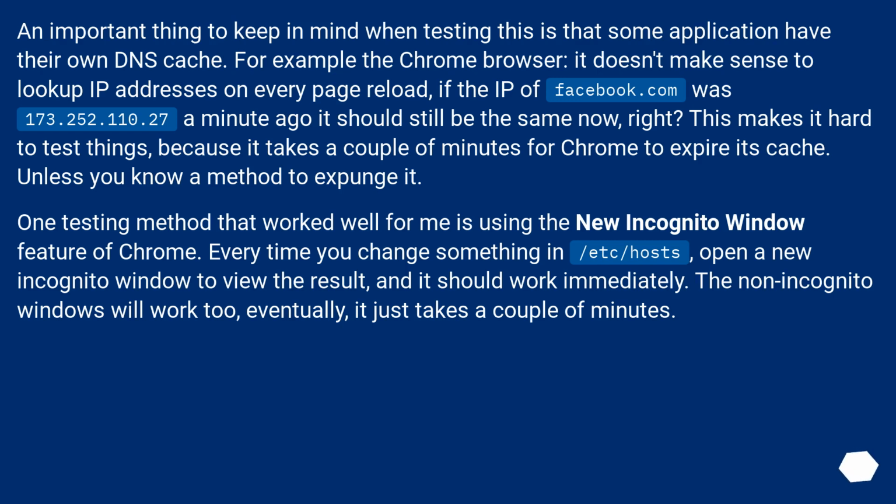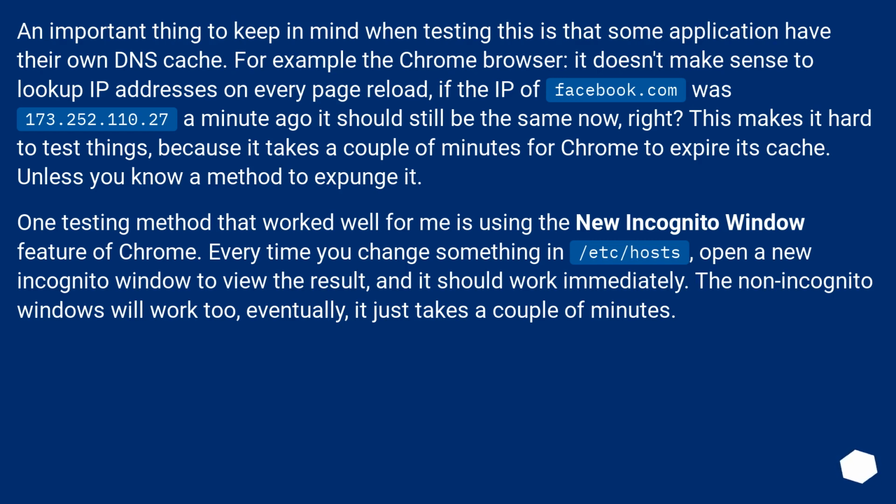An important thing to keep in mind when testing this is that some applications have their own DNS cache. For example, the Chrome browser: it doesn't make sense to look up IP addresses on every page reload. If the IP of facebook.com was 173.252.110.27 a minute ago, it should still be the same now, right? This makes it hard to test things, because it takes a couple of minutes for Chrome to expire its cache. Unless you know a method to expunge it.